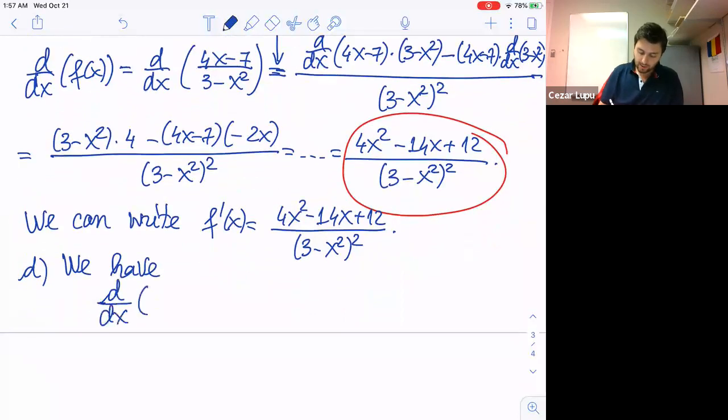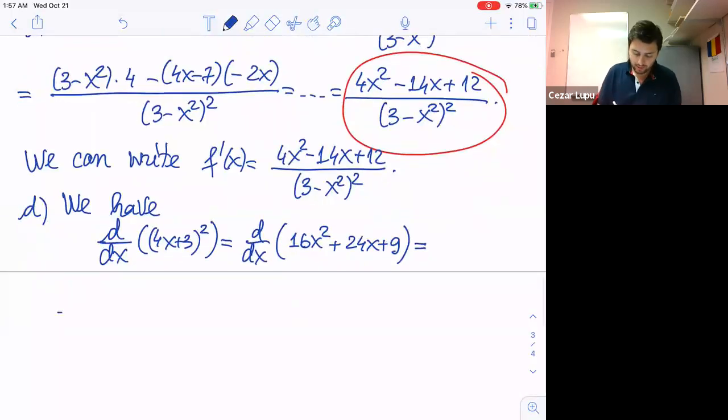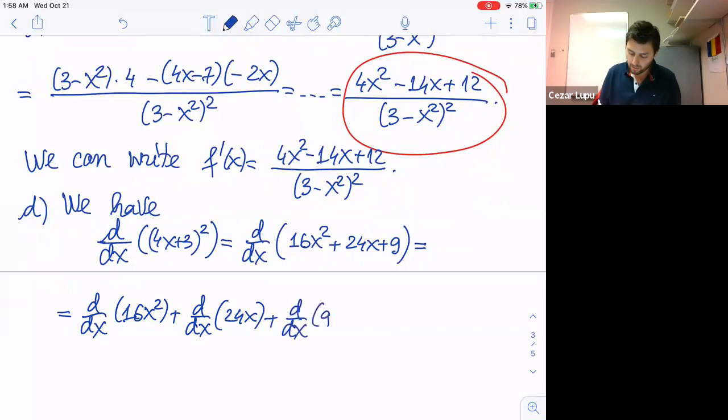With respect to x of (4x + 3) squared, right? This would be nothing else than just the derivative, and now we're going to expand this. So this would be 16x squared plus 24x plus 9. And now this will be nothing else than just the derivative of 16x squared plus the derivative of 24x plus the derivative of 9.